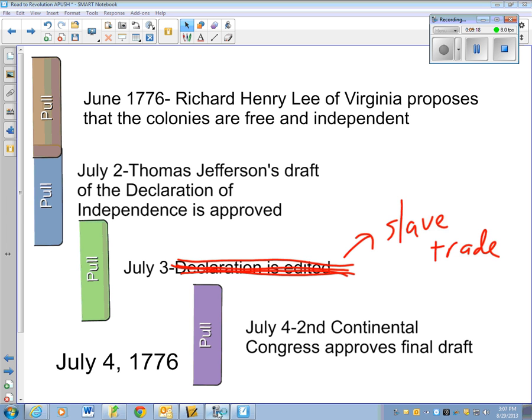So let's have a great discussion on Tuesday. Read through the document. Focus on the natural rights and the list of grievances. This is the promise to our country of what we're going to get should we win our independence from England.